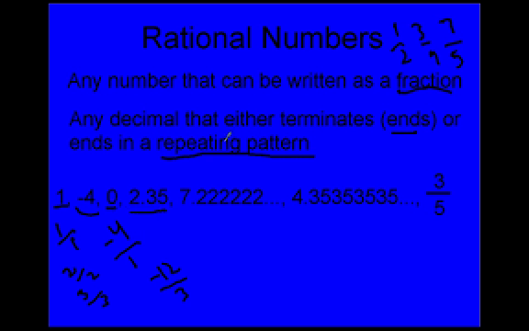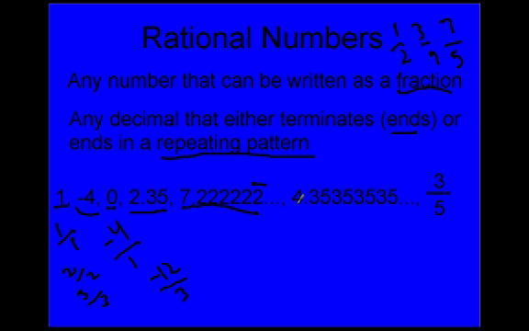2.35 is a rational number because it ends. It's 2.35 and then it stops. So that makes it able to be written as a fraction. 7.222222222, on and on forever. We should put this little bar here for repeats. That ends in a repeating pattern. All right? So that also makes it a rational number because it ends in a repeating pattern.